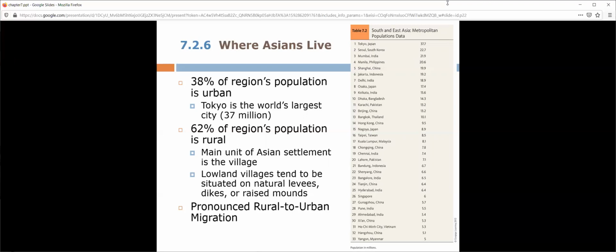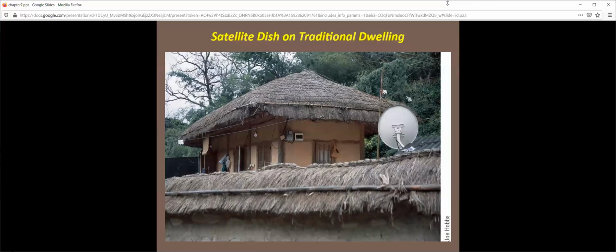But there's still a lot of open land too, as we said. This is approaching 40% of the Earth's landmass in this region. Moving rural to urban, for example, here, classic rural thatched roof, clay house with electricity, a satellite dish, and all the other amenities of modern life.